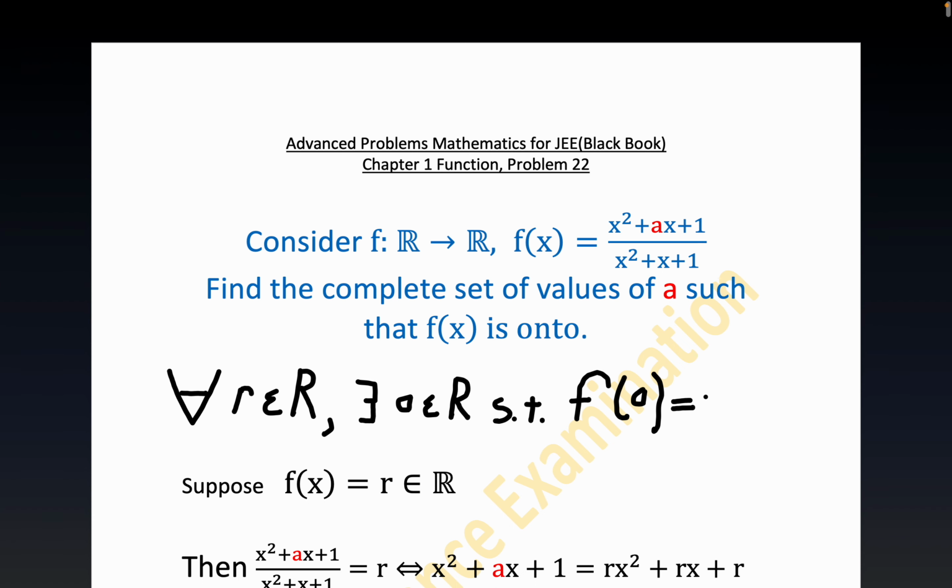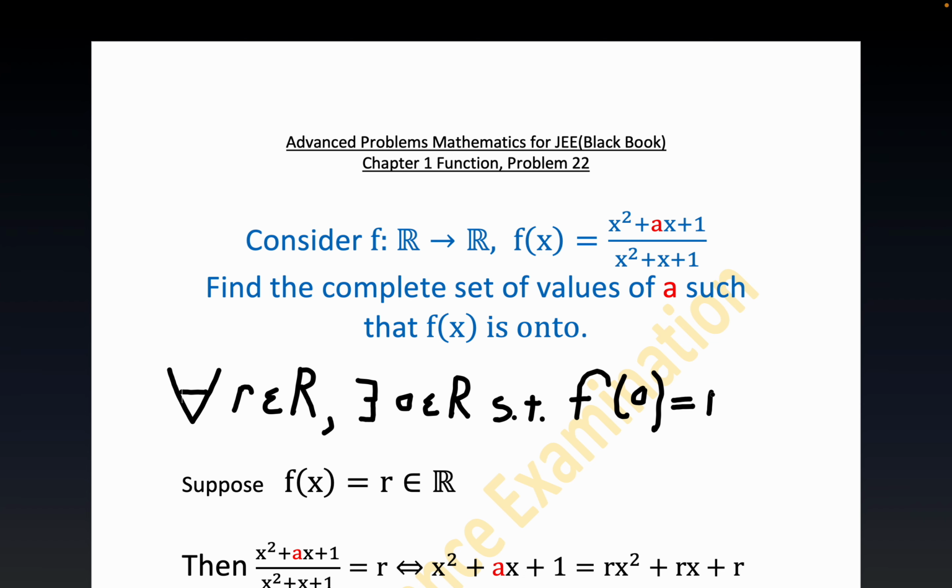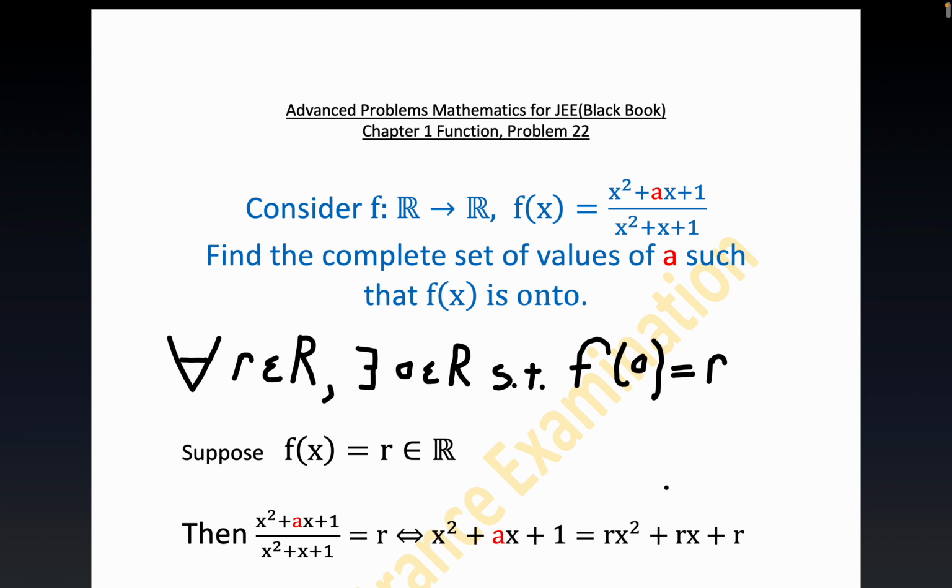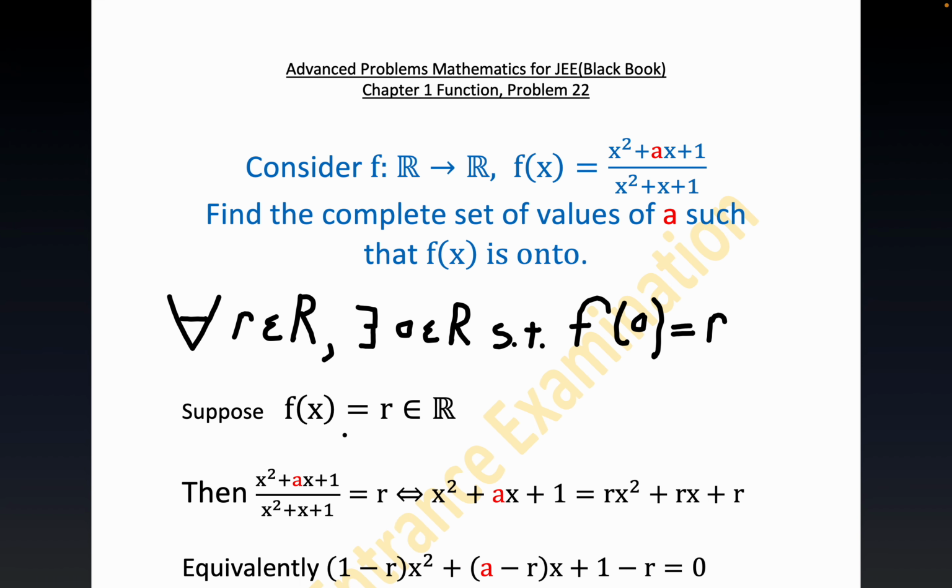All right. Now this interesting JEE question comes from the Black Book. And the way it's worded is slightly confusing, but it says find the complete set of values of A such that f of x is onto. So A is kind of like a parameter here. Notice that both of these are in quadratic form, which turns out to be very, very useful. Now let's go down here. So just like I said, suppose f of x is equal to R. So this is saying suppose there is an x such that f of x is equal to R, and this R is unqualified. So you see this is essentially the same thing as the definition of onto up here.